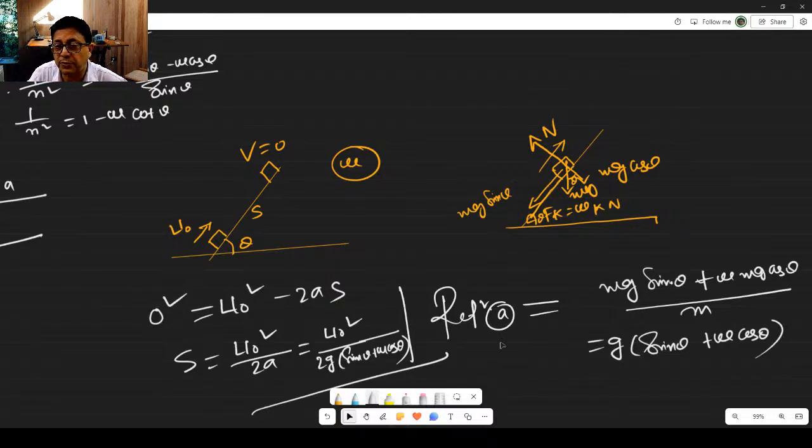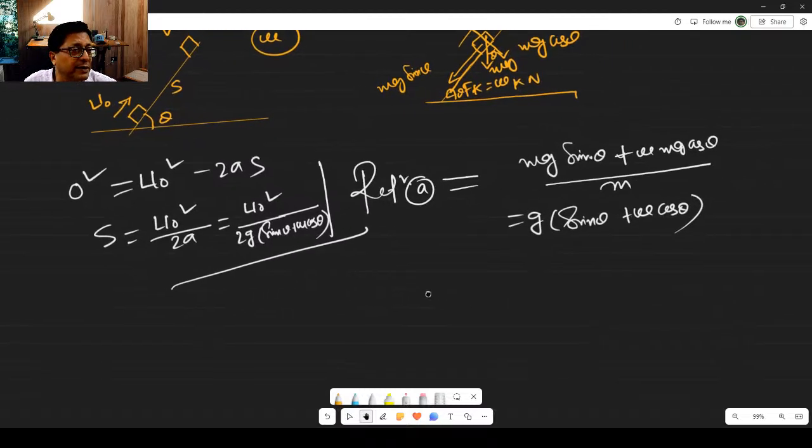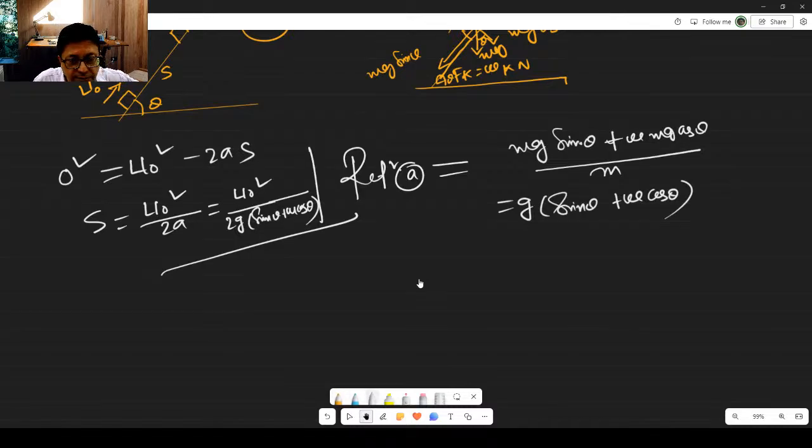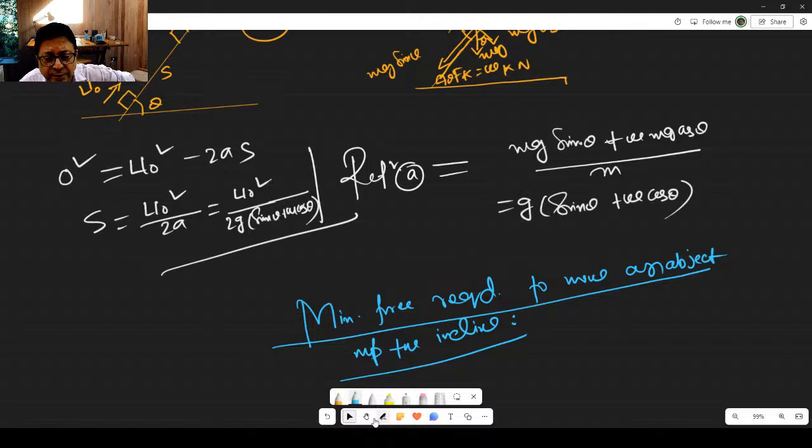Now another question for you before I stop the session. If I pull the body in the upward direction, then what is the minimum force required to move the body up the incline? This is a topic: minimum force required to move an object up the incline. Can you do it before I do it here? What is the minimum force required to move the body up the inclined plane?